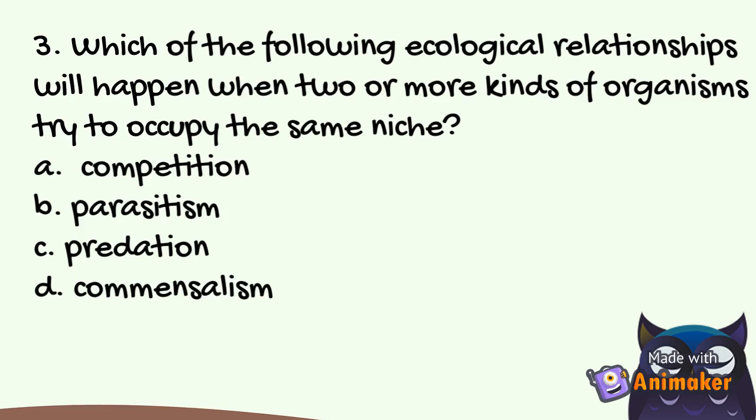3. Which of the following ecological relationships will happen when two or more kinds of organisms try to occupy the same niche? A. Competition. B. Parasitism. C. Predation. D. Commensalism. The correct answer is, letter A, competition. That's right.